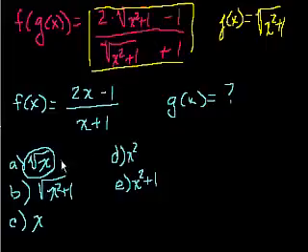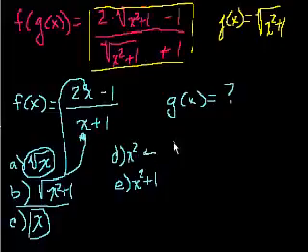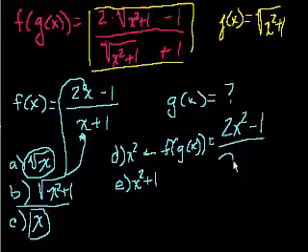Then if you took this expression and you replaced it for x everywhere, then you would get this expression. So you would know that this would have been the answer. If you just replaced x with x, you would just get this over again, which does not equal this, so that doesn't work. If g of x was this, then f of g of x would be, everywhere where you see an x, you would put an x squared, so it would be 2x squared minus 1 over x squared plus 1, which does not equal this.